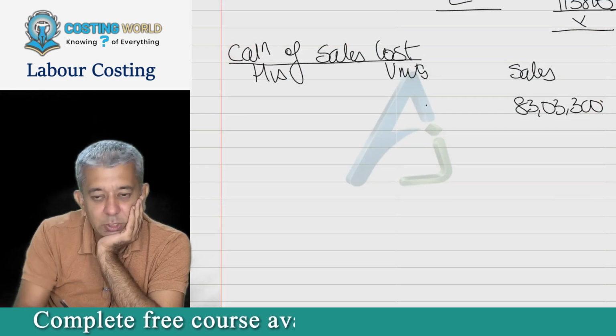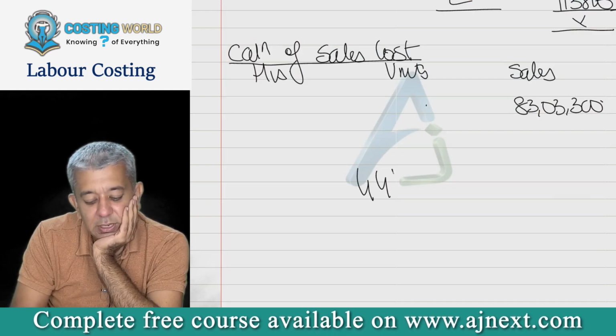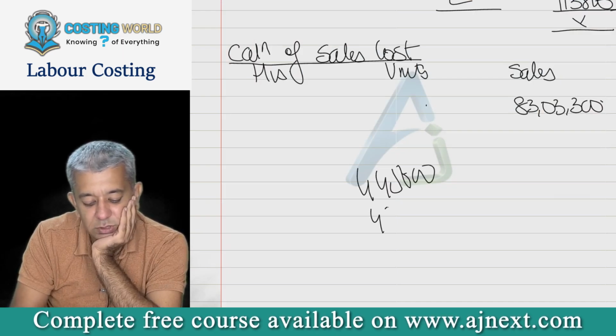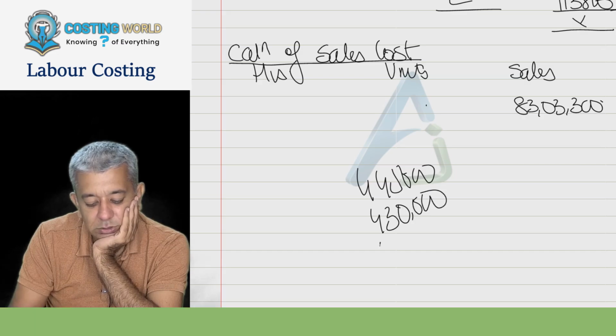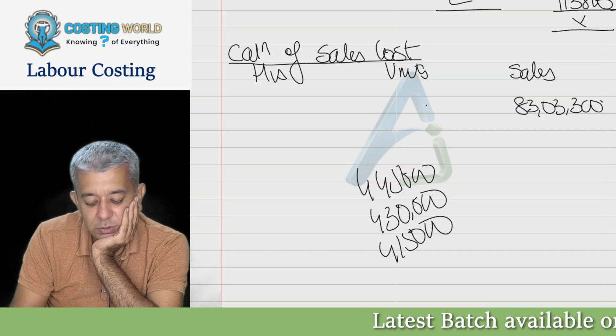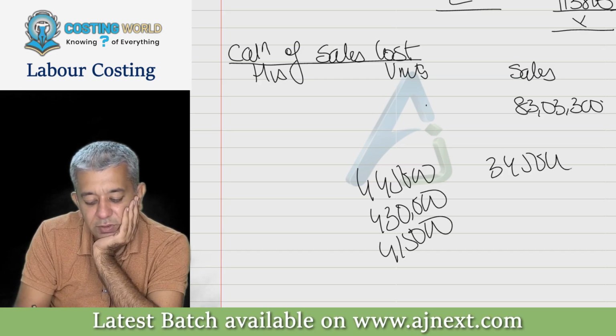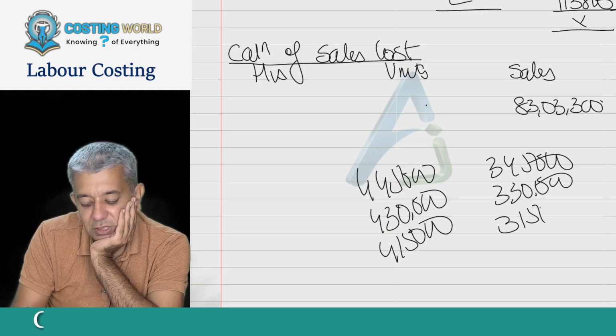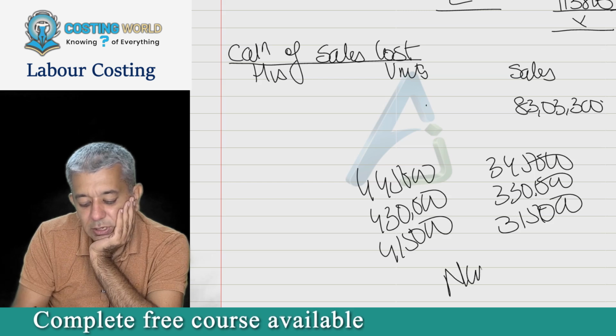Now, let's play KBC. Answer: 4,45,000, 4,30,000, 4,15,000, 3,45,000, 3,30,000, 3,15,000. Last particular thing, none of the above.